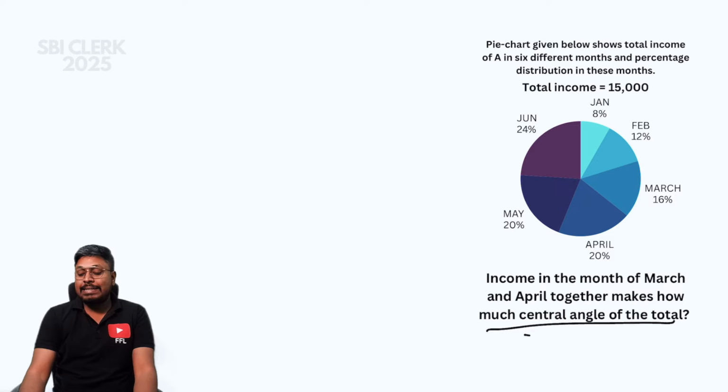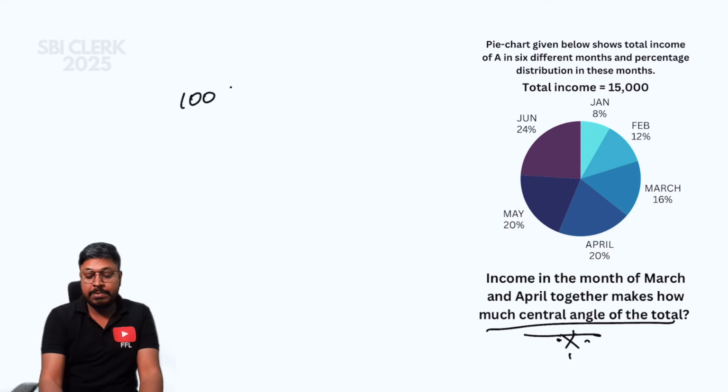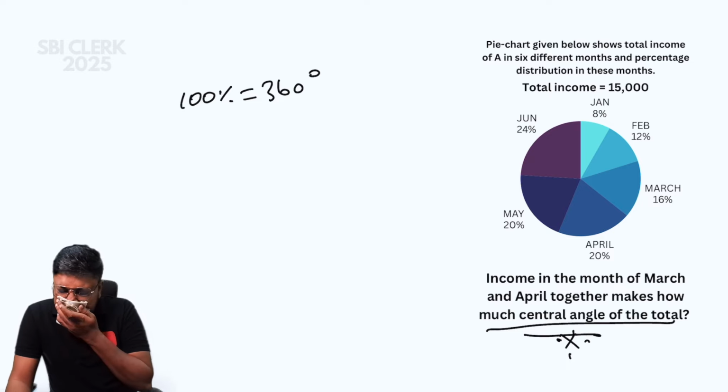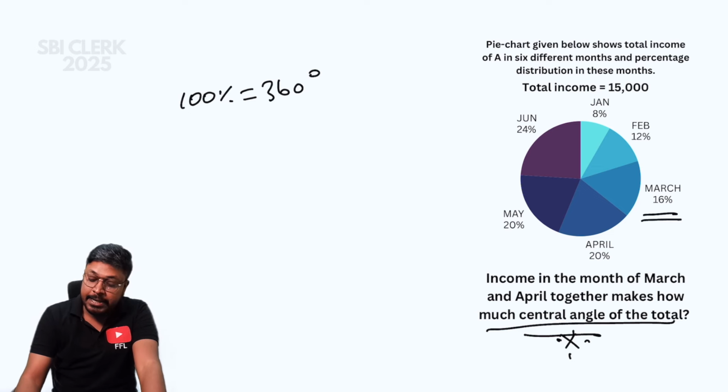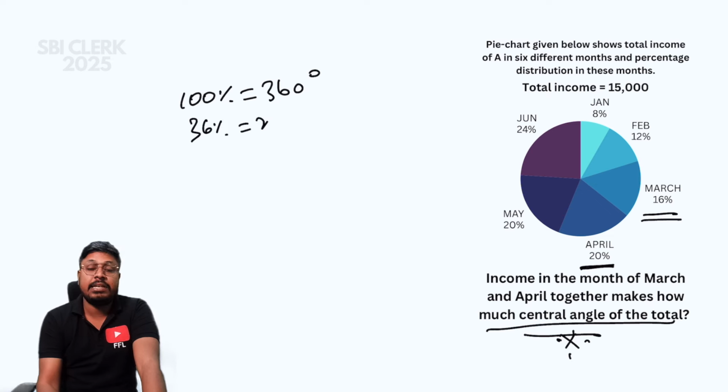So we have to find the central angle. Just now I have told you central angle means the degree value. 100 percentage is equal to 360, right? 100% equal to 360. So now we have to find for March and April. So March is how much? 16 percentage. April is how much? 20 percentage. So 16 plus 20 will be 36. So 36 percentage is equal to X.